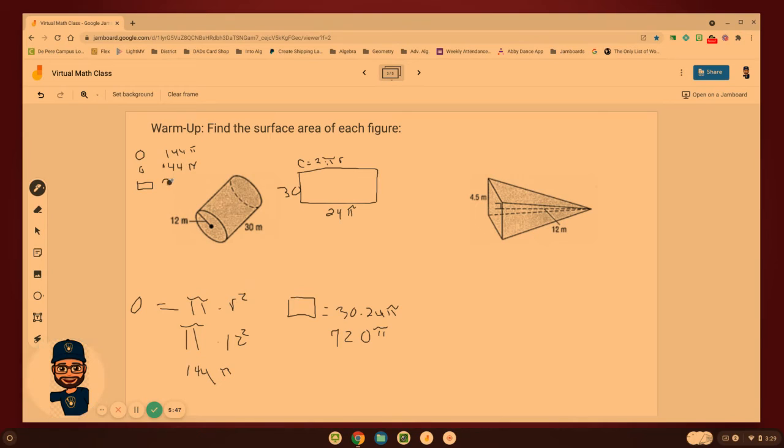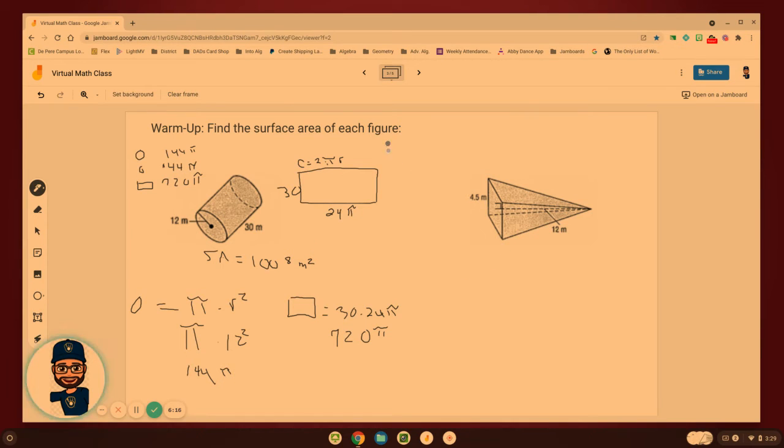I need to add that to the 2 circles to get a final answer that the surface area equals 1,008 square meters. 1,008.